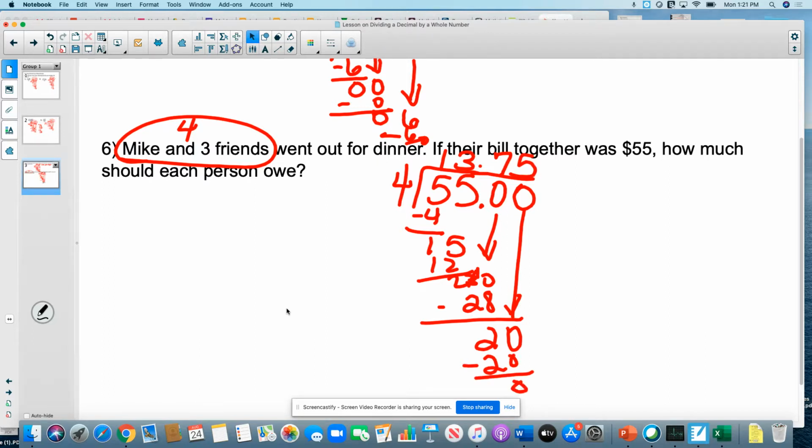So that means each person owes $13.75, so that they do pay their bill. So that was dividing a decimal by a whole number. Make sure you remember to put the decimal point up into your quotient.